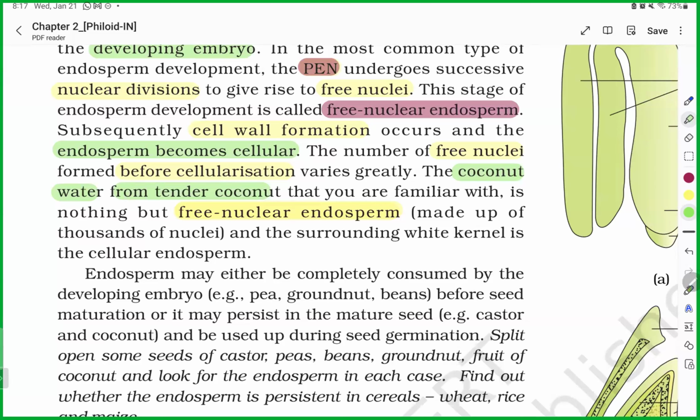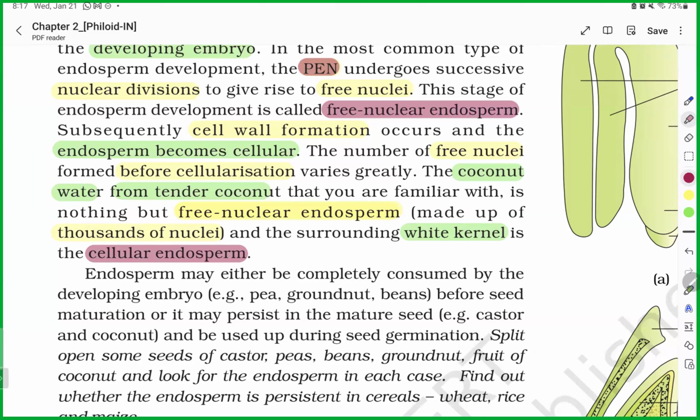Am I right? So that's why this is considered as one of the best food, contain lot of nuclei. Nuclei means basically food. And the white part we eat is actually our cellular endosperm. So water part is free nuclear, white part is cellular. This endosperm is usually responsible for the growth of the embryo. If it forms the proper plant, it is possible only because of the endosperm.